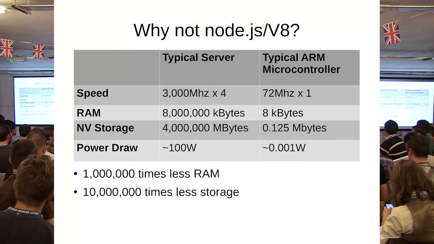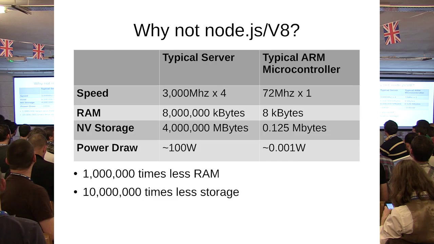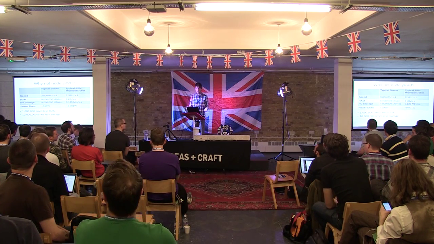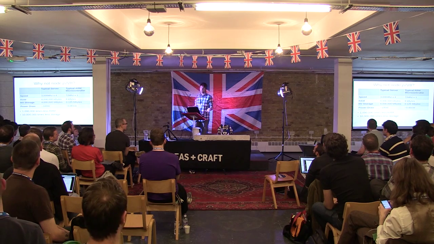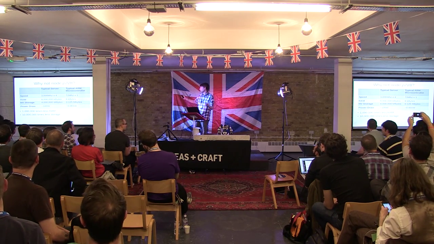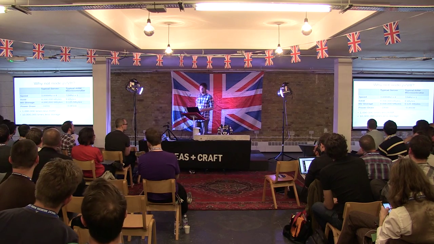It's a Node conference. Why wouldn't we just use Node.js on this? And the answer really is that it's a completely different beast. Node was just not meant for this at all. So it's got a million times less RAM and about 10 million times less storage. Those are just figures picked out of the air, but it's pretty close, really.